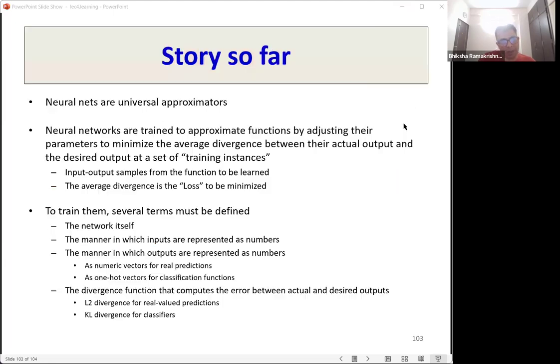And so here are the lessons for the day. Neural networks are trained to approximate functions by adjusting their parameters to minimize the average divergence between the actual output and the desired output on training instances, which are the input-output samples from the function to be learned. Given the loss to be minimized, to train them, several terms must be defined: the network, the manner in which inputs are represented as numbers, the manner in which outputs are represented as numbers, and the divergence function itself.